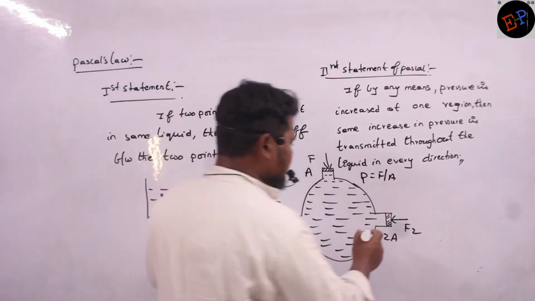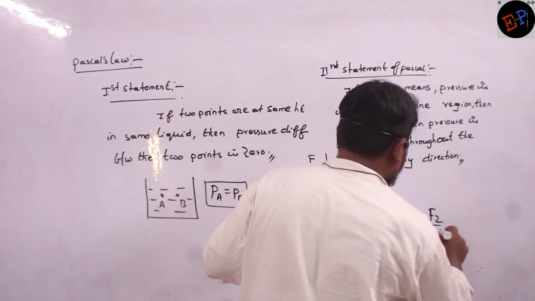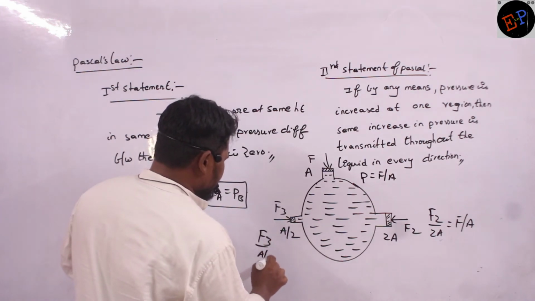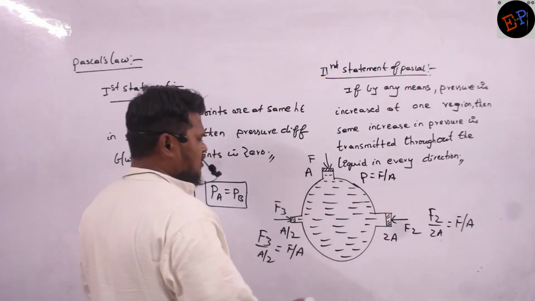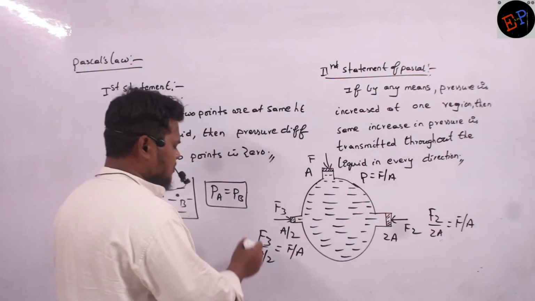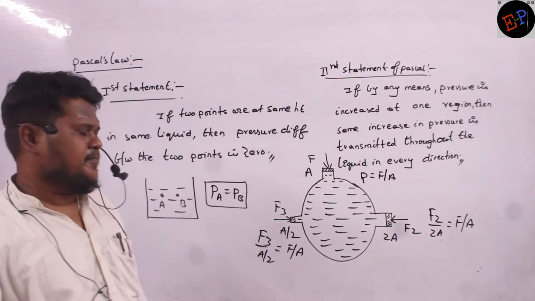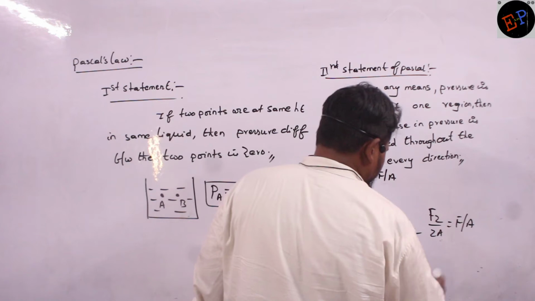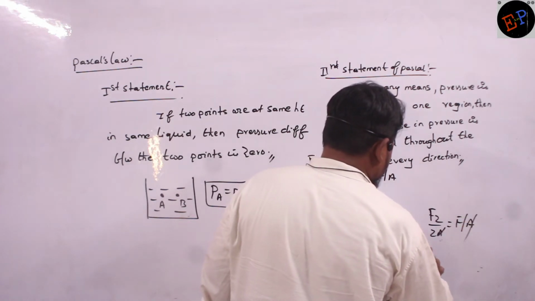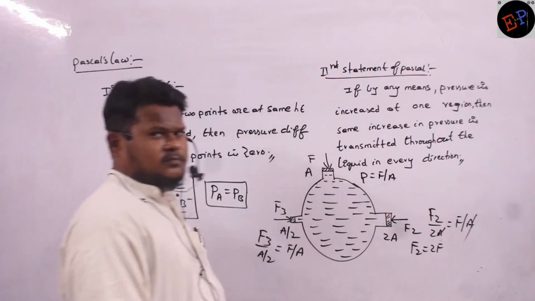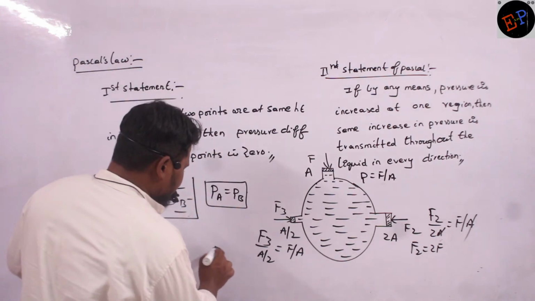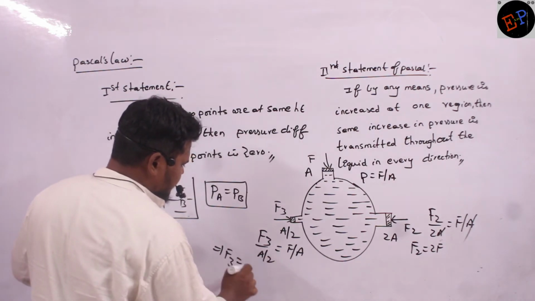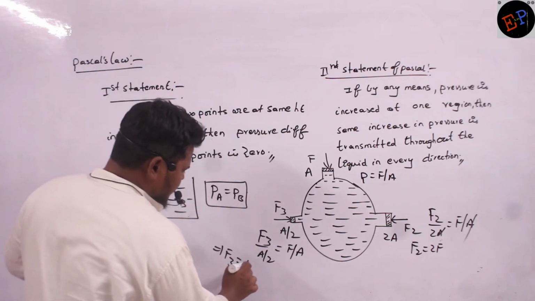So therefore I can write F2 by 2A must be equal to F by A. Here also F3 by A by 2 must be equal to F by A. What is F2 by 2A? Increase in pressure. F3 by A by 2, that is also increase in pressure. And increase in pressure must be equal to F by A. So what are the terms I can cancel? A and A I can cancel. So F2 is equal to 2F. And if I calculate F3, what is the F3 value? A and A get cancelled, so it should be equal to F by 2.